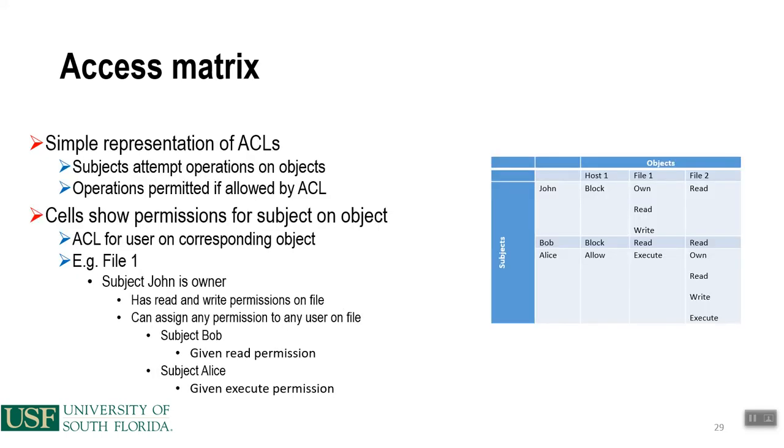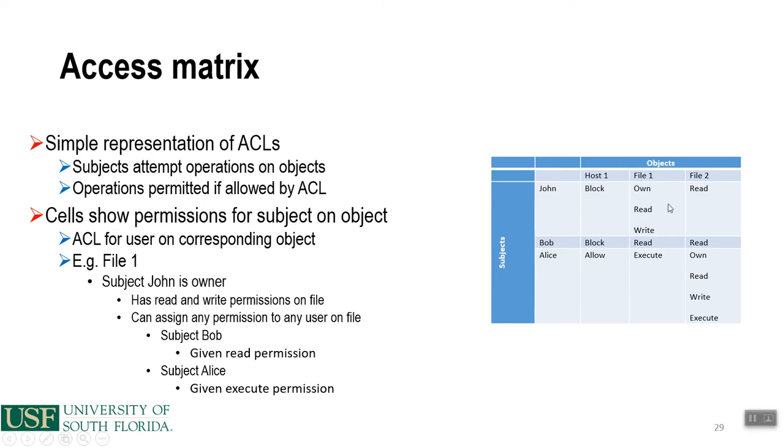So let's talk a little bit more about access control lists right here. This is a simple representation of access control lists. There are subjects that attempt operations on objects, and the operations are permitted if allowed by the ACL. We can see here that we have John, Bob, and Alice. These are the different types of objects, and these are the operations that are allowed. So for the host, which is a particular machine, access will be blocked for John and blocked for Bob, but Alice will have access to it.